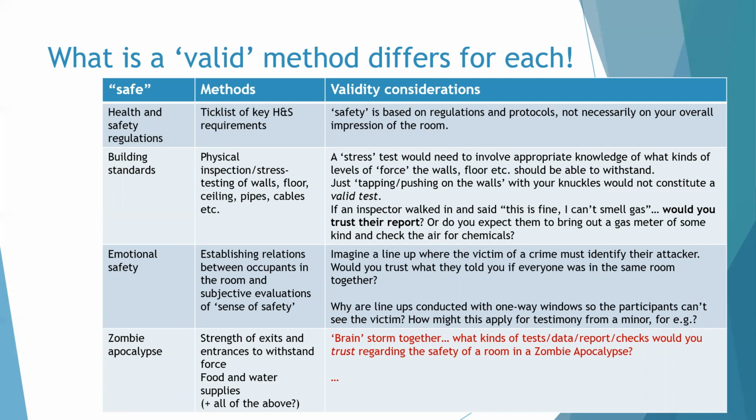Emotional safety. How could you establish that the room feels emotionally safe? Well, you'd need to speak to people. You'd need to think about power dynamics. For example, lineups with the victims of crime are done with one-way windows, one-way mirrors, so that the participants in the lineup can't see the victim who is pointing them out.